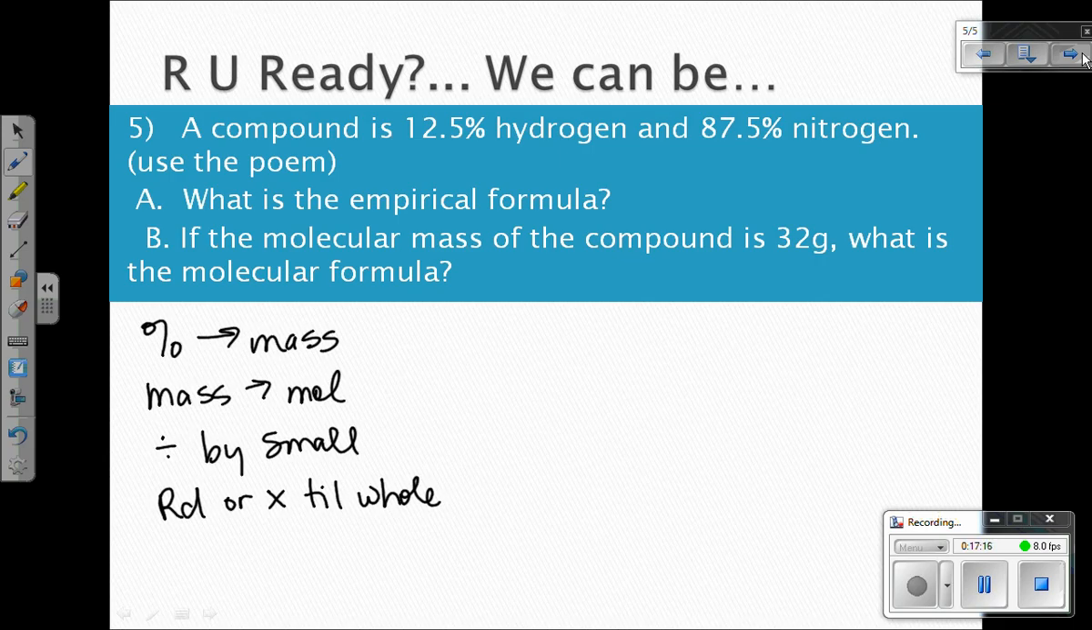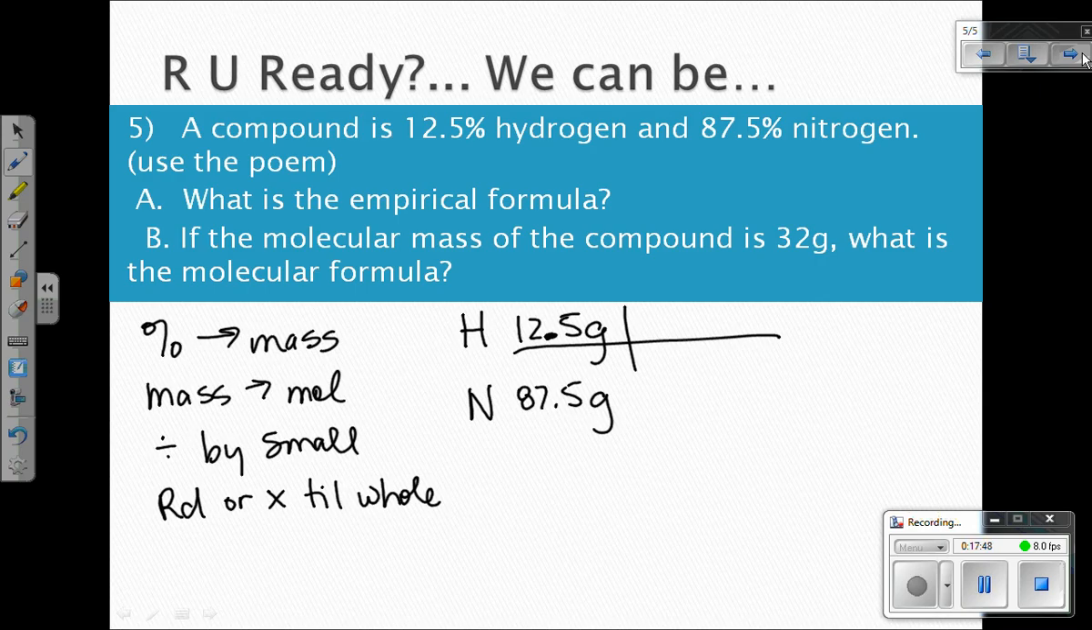But when we're doing empirical formulas, it's the lowest whole number ratio of a formula. That would mean that all of these subscripts are in their lowest form. That's what an empirical formula is. So you just take these percentage signs and change them to grams, first of all. We have hydrogen, and we were told we have 12.5%, so we just say it's grams. We also have nitrogen, which is 87.5, and we just change the percent to grams.